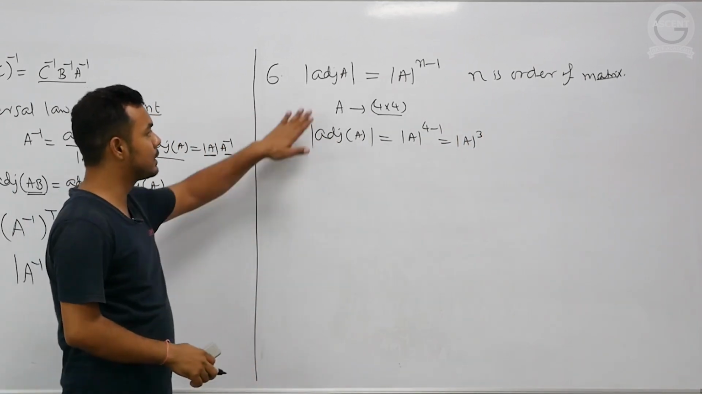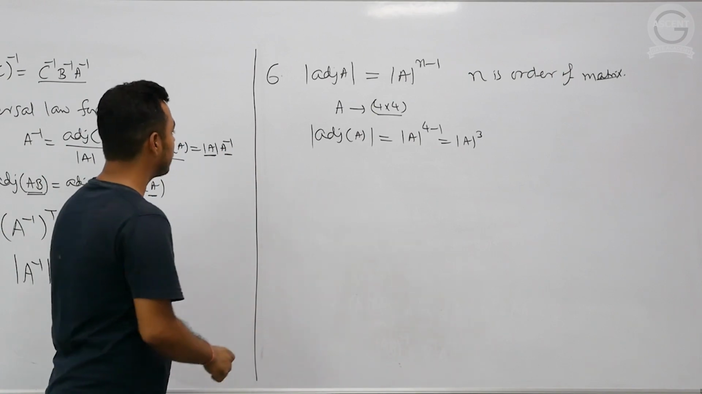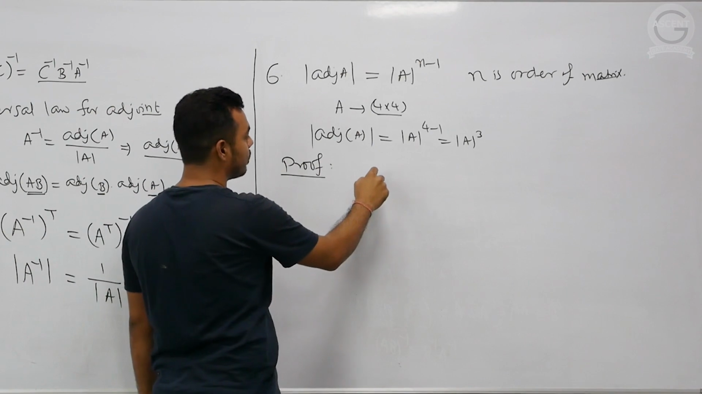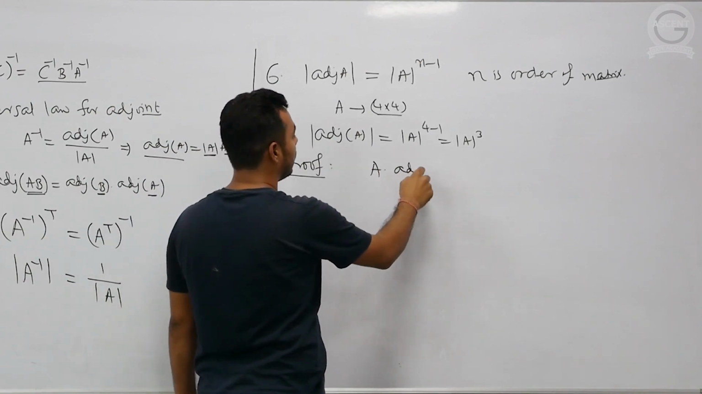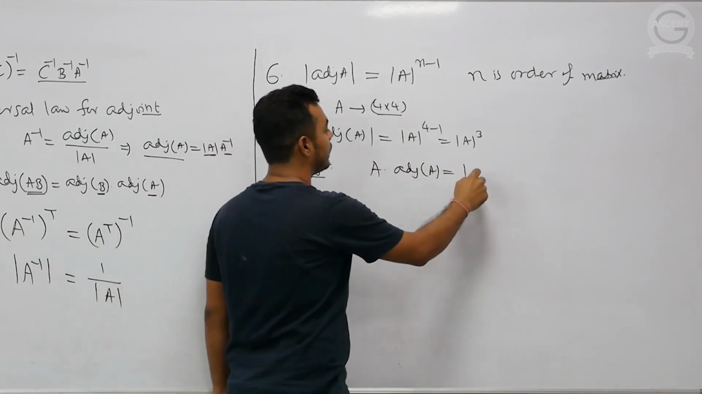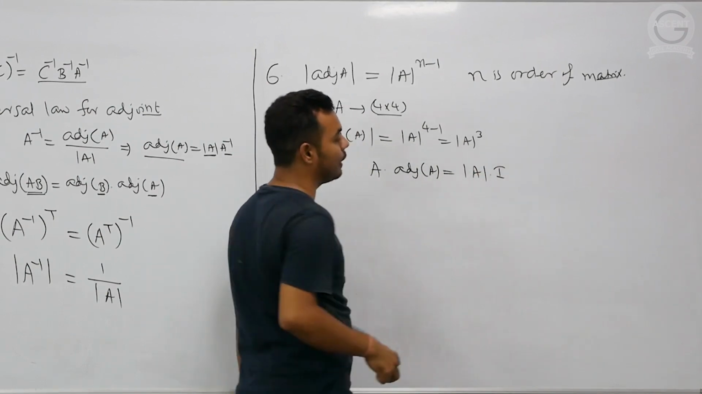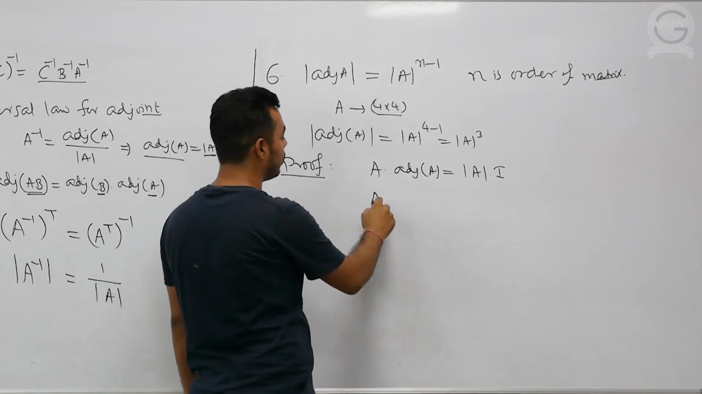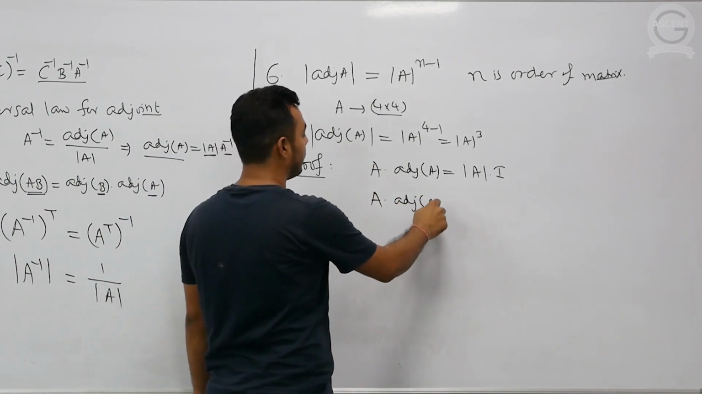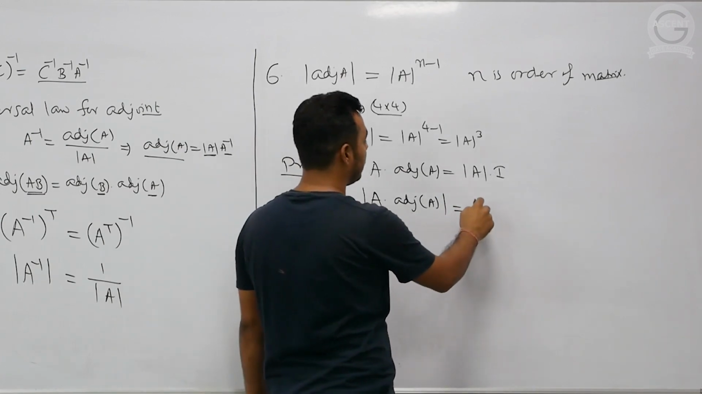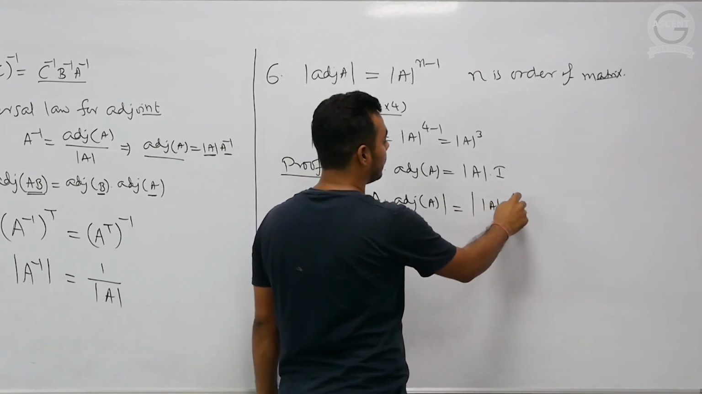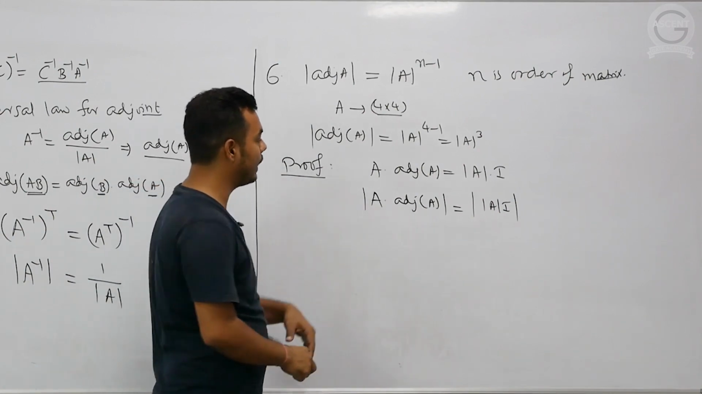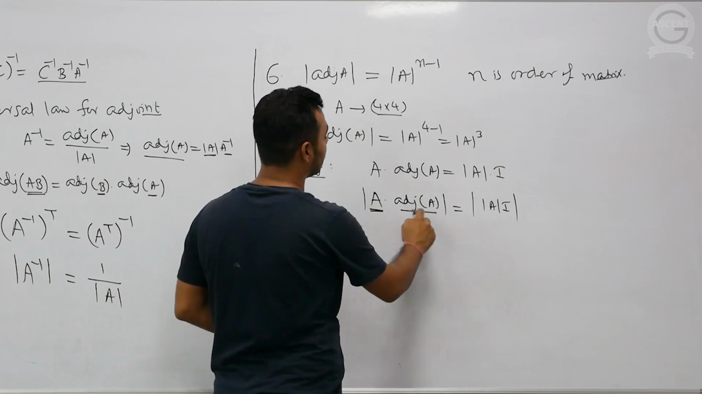Now we are going to prove this result, why this result is true. The proof is: we know from the first property that A into adjoint of A is nothing but determinant of A into identity matrix. This we have seen earlier. Now we are going to take the determinant on both sides. So I will get determinant of A into adjoint of A equals determinant of A into identity. Now we also know that if I have two matrices A and B, you can think of this matrix as A and another matrix B.